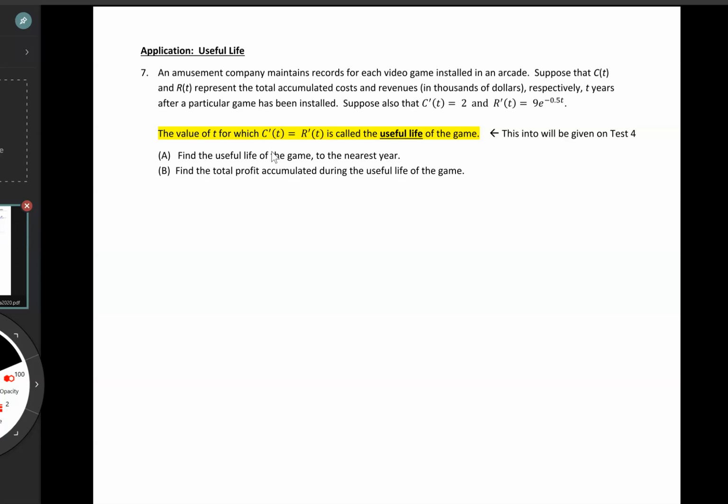So I just need to figure this out. Like, what in the world? How would I find the useful life of this game to the nearest year? If I'm just being asked to find useful life, that's it. I'm going to use the useful life formula. So let's write out this formula. For A, my useful life formula says you just set marginal cost equal to marginal revenue.